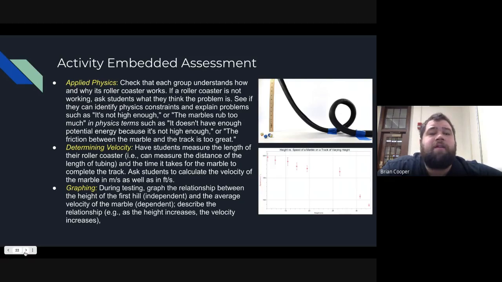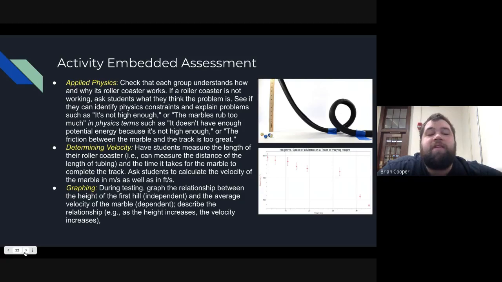The embedded assessment of determining velocity is to have students measure the length of their roller coaster, which can measure the distance of the length of the tubing and the time it takes for the marble to complete the track. Ask students to calculate the velocity of the marble in meters per second, as well as in feet per second. Then you can have them graph.